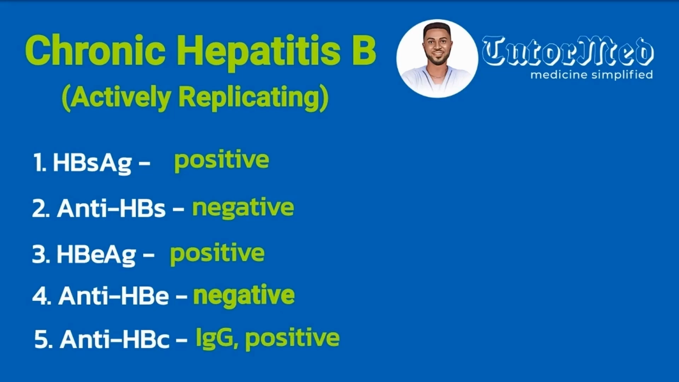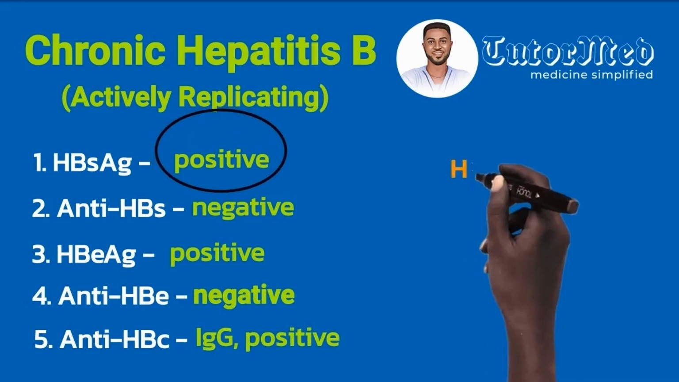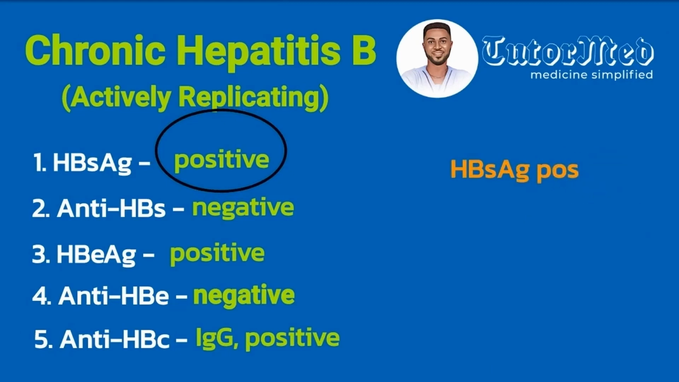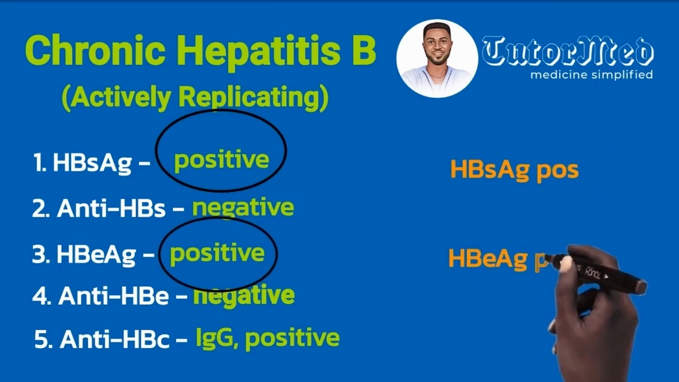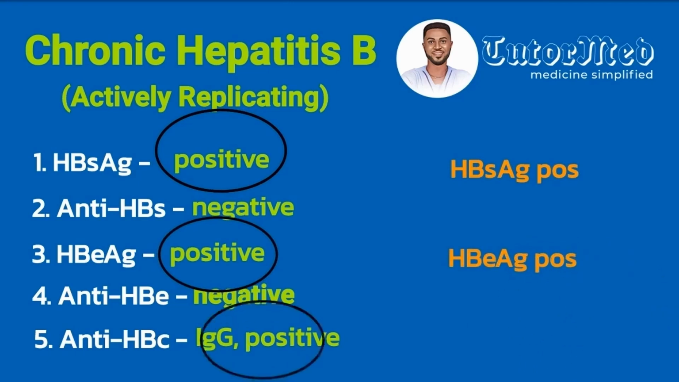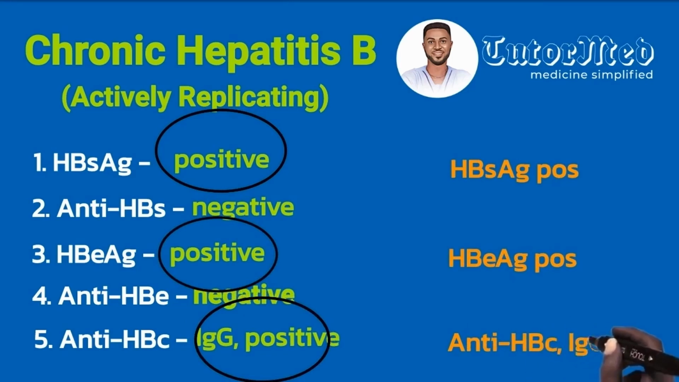So relevant findings here are a positive surface antigen because the patient has got the infection, a positive envelope antigen because the patient has an actively replicating infection, and a positive core antibody, the IgG type, because the patient has a chronic infection.